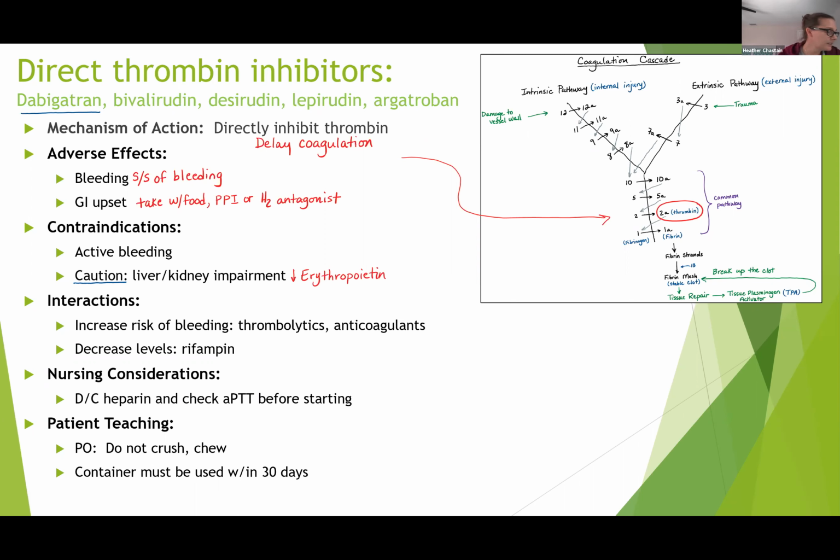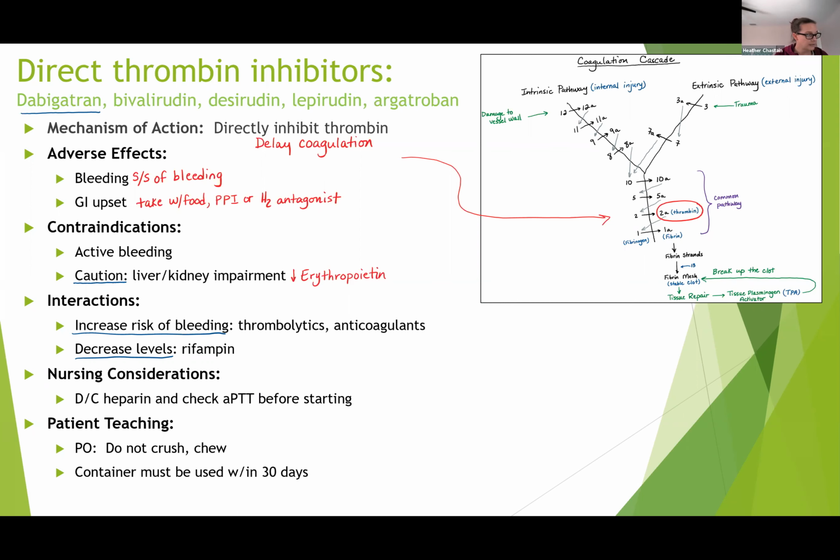So interactions, things that increase the risk of bleeding are thrombolytics and anticoagulants. So obviously you have more than one medication affecting the coagulation cascade. It's going to have an additive effect, if not a synergistic effect, right? On the coagulation speed, right? Rifampin is going to decrease levels of dabigatran.